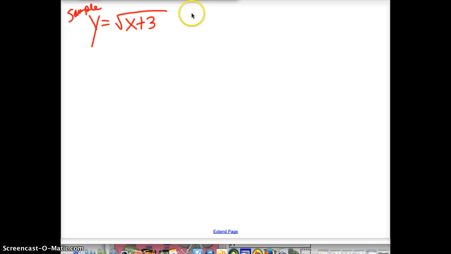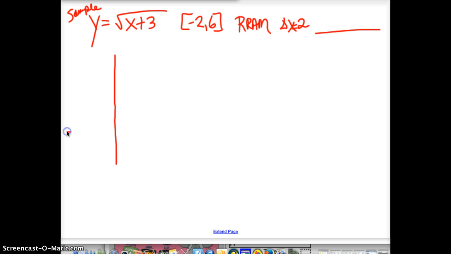I'm going to change the interval from -2 to 6. I'm going to change the LRAM to an RRAM for my sample, just to shake it up a little bit. I'll keep delta x at 2. And I don't know what my solution is yet because I haven't done it. If you look at the bullets, the first thing I want for each of these is a sketch of the curve. So we're going to sketch the square root of x plus 3 on this interval.